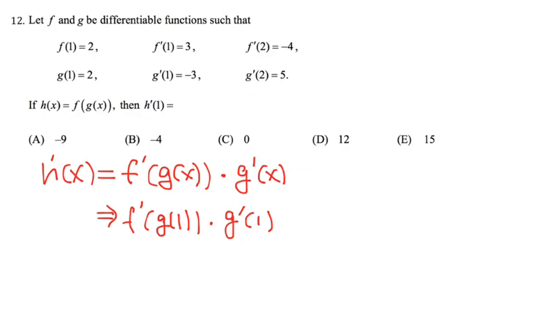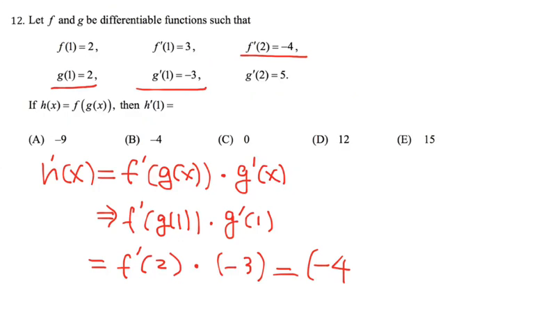Now let's look at what g prime of 1 is. That seems to be negative 3. So I can rewrite this one as negative 3. And what is g of 1? g of 1 was 2. So I can rewrite this one as f prime of 2 times negative 3. Now, what is f prime of 2? That seems to be negative 4 here. So this now becomes negative 4 times negative 3, which will be equal to 12 as the answer. So where is 12? Okay, choice D seems to be the answer.